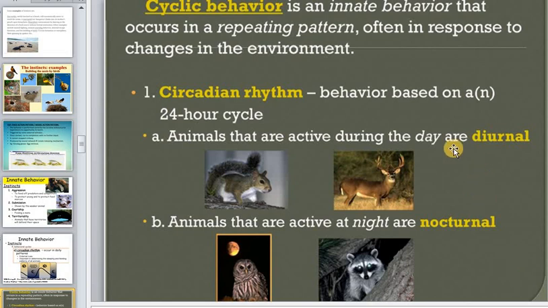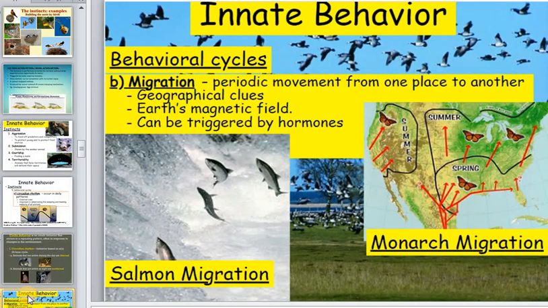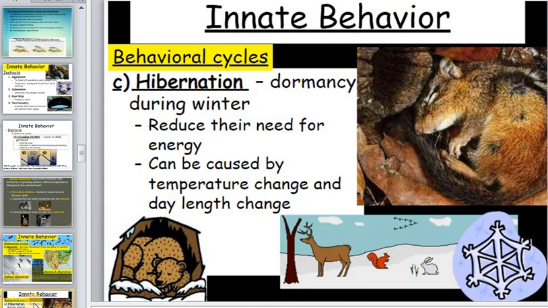So these are different names for these animals. But the next one is instinct: migration. It's a periodic movement from one place to another, and a lot of species migrate, even salmon and butterflies. Migration can be triggered by hormones, magnetic fields, I don't know, maybe geographical clues, and we will talk about this too. One more interesting instinct is hibernation.